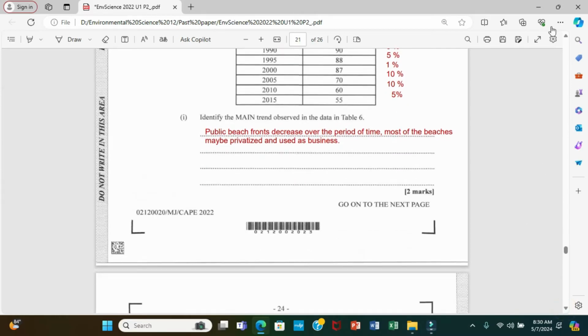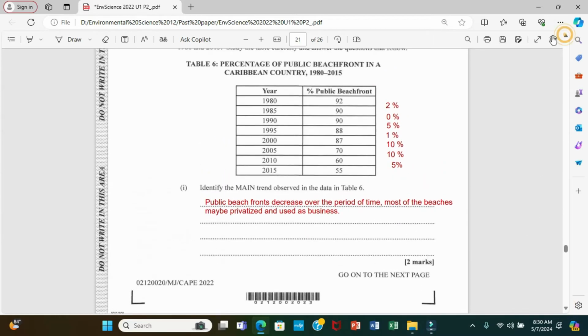the question that follows. It says, identify the main trend observed in the data in table 6. Alright, the trend is that public beachfront decreases over the period of time. Most of the beaches may be privatized and used for businesses. So if you notice guys, as you can see, public beachfront decreases. Simple.